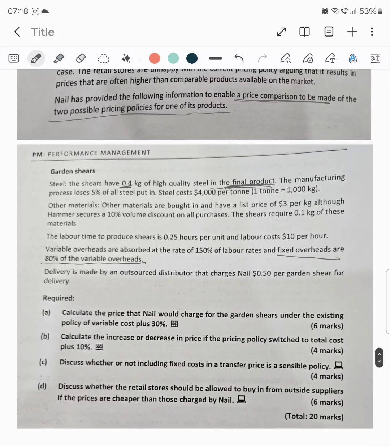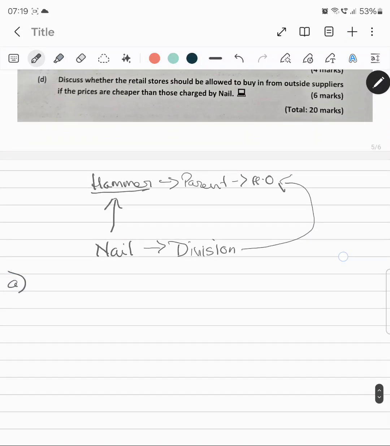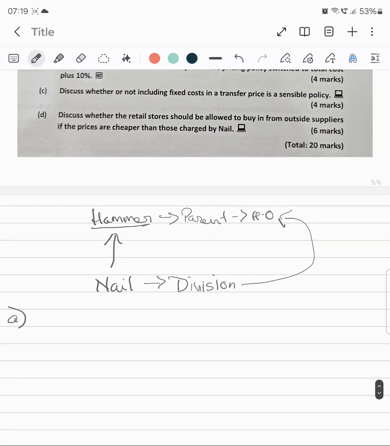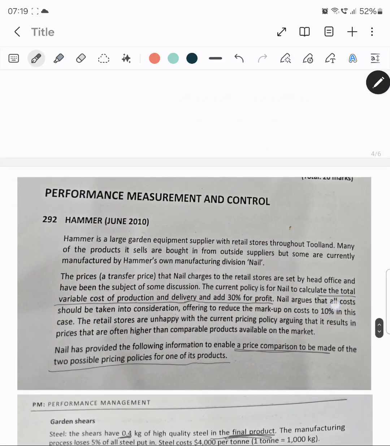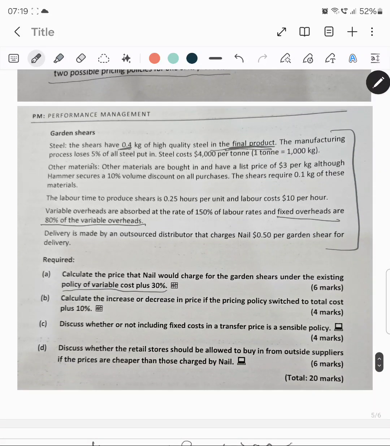Okay, calculate the price that Nail would charge for the garden shears under the existing policy of variable cost plus 30%. So let's solve the first part, and the first part is we'll have to calculate the variable costs, the information related to the variable cost. Main information is given over here.